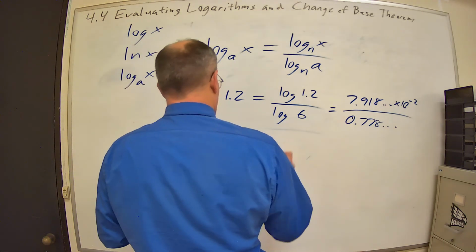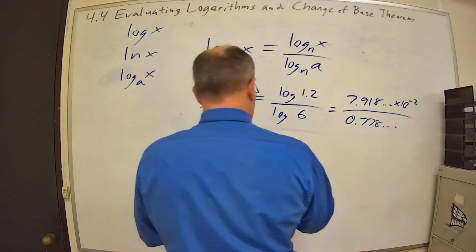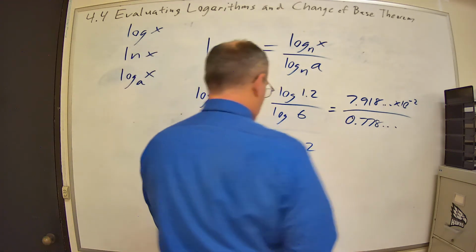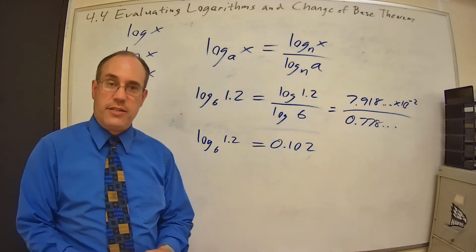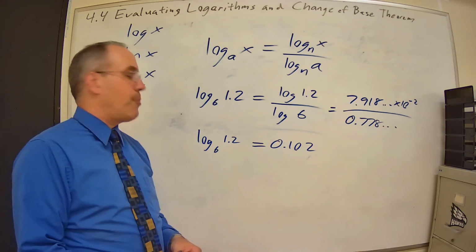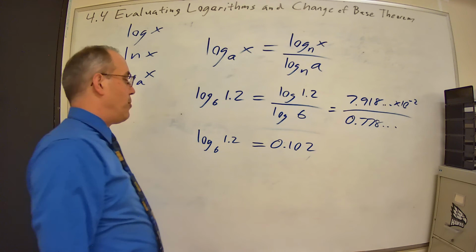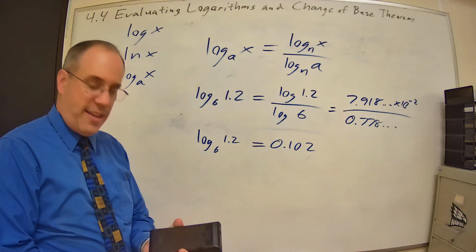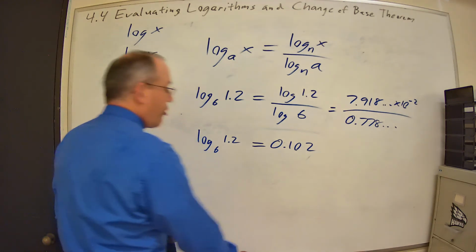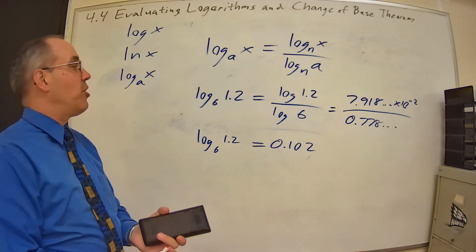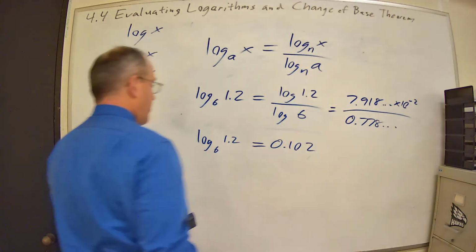And I find log base 6 of 1.2 to be 0.102 approximately. It's 0.1017555982996. That's what I came out with, so I'm going to say approximately 0.102, by using the change of base formula. I'm going to do this again using the change of base formula, just to show you that it does not matter what base you choose as long as you use the same base for the top and the bottom.